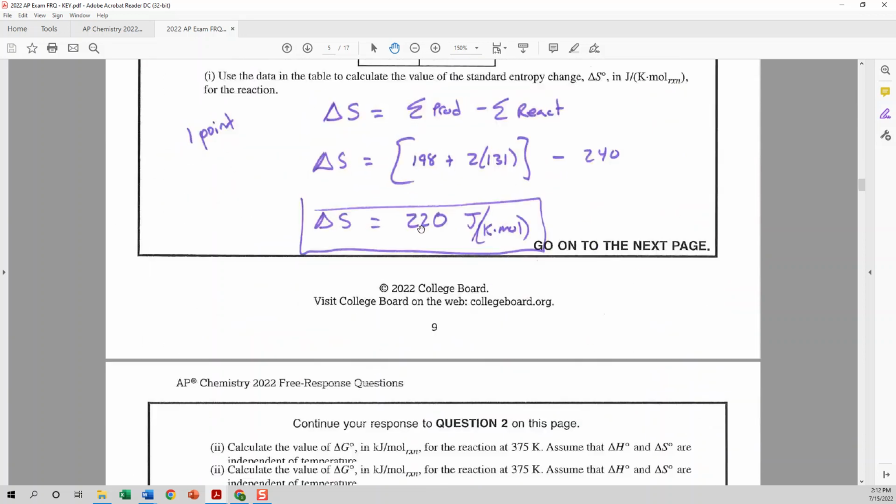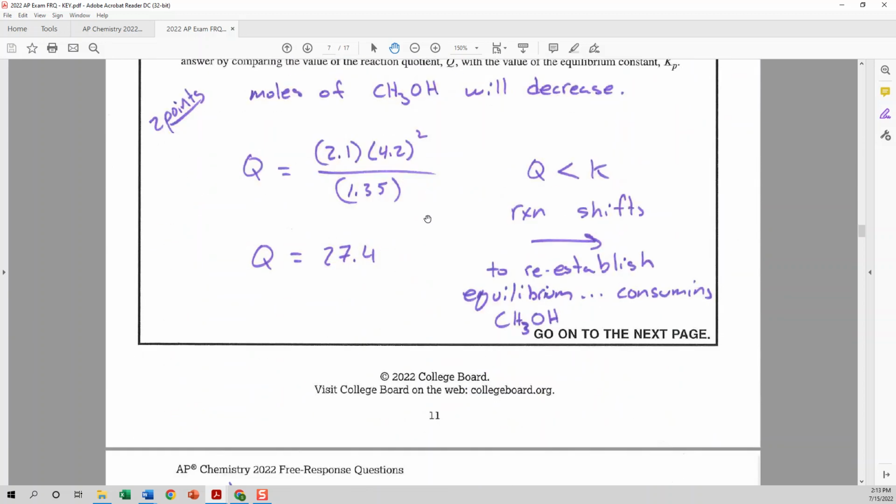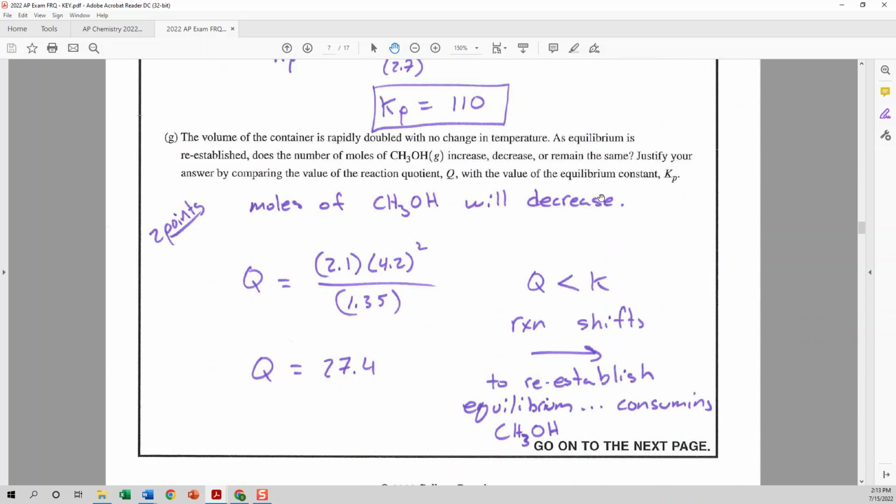So we know the answer to this last question here in part 2 is moles of the methanol will decrease. But we can't use Le Chatelier's principle to justify it. I could justify it in words, the way I was just explaining it, but we have to do a Q calculation.